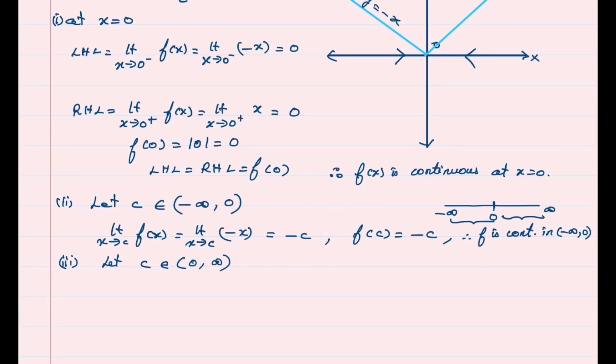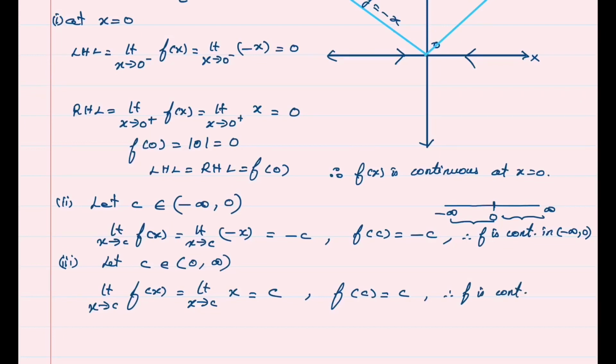Now the third case, we will take c value in the next interval, 0 to infinity. Any real value in the interval 0 to infinity. Limit x tending to c of f of x. Here c values are all positive. For positive real values, f of x is x. The answer is c. And f of c, c is positive. We have to use the definition x. Therefore, f of c is c. Both are equal. Therefore, f is continuous in the interval 0 to infinity.